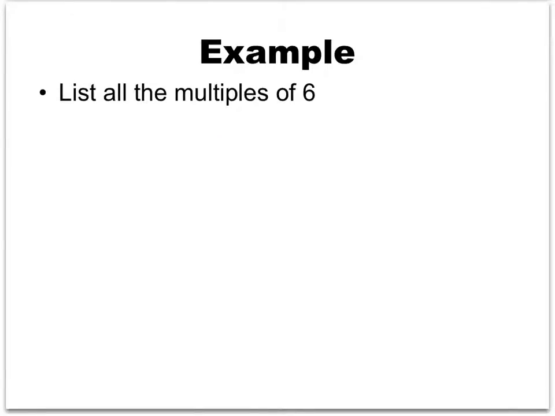Now let's do a simple example here dealing with multiples. Let's try to list all the multiples of 6. By multiple we mean that if we take 6 times a whole number, we're going to get a multiple. So let's just start off with the equation 6 times 1 equals 6. So that means that 6 is a multiple.